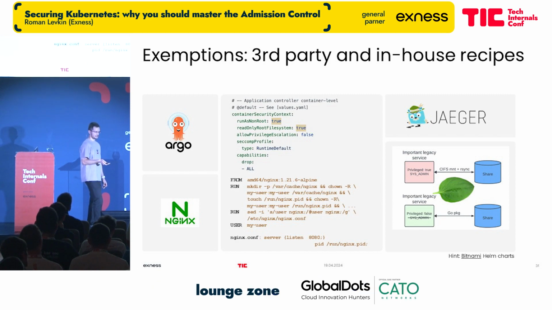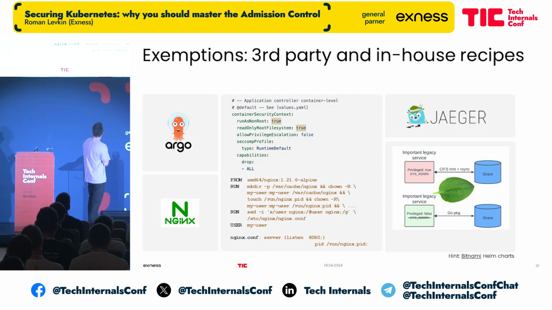For example, recent versions of Argo CD do have the security context. We switched it on. It ruins nothing. Argo CD is up and running still. In case you don't have such luxury, you still can apply some magic to your Dockerfiles.